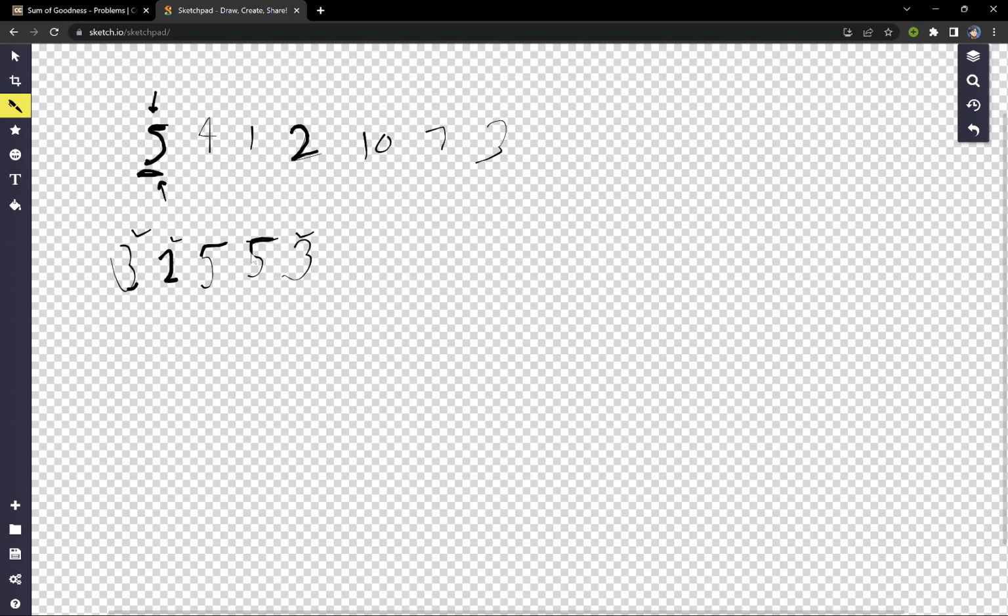For this 5 there should be at least 4 numbers which are less than it, so there are, right? And for this 3 there should be at least 2 numbers which are less than it. There are, because of these 2. Okay, and we can see it clearly by sorting it, so it will become 2 3 3 5 5.